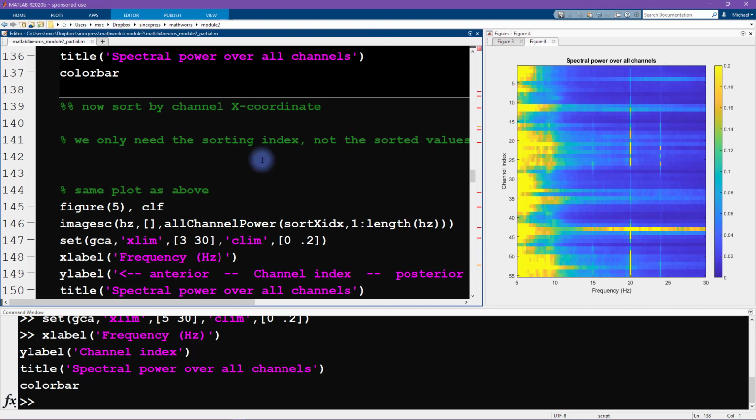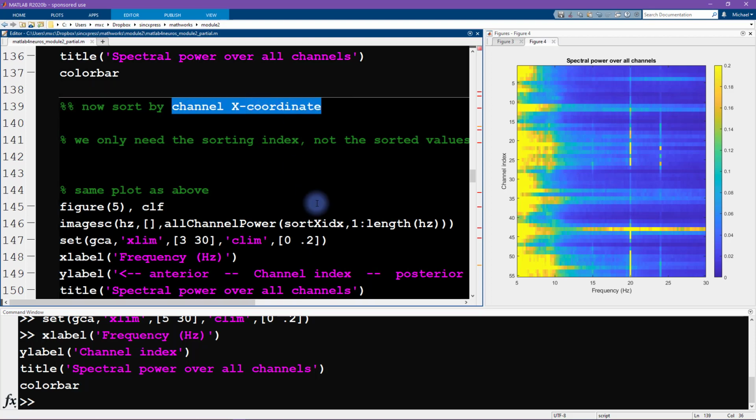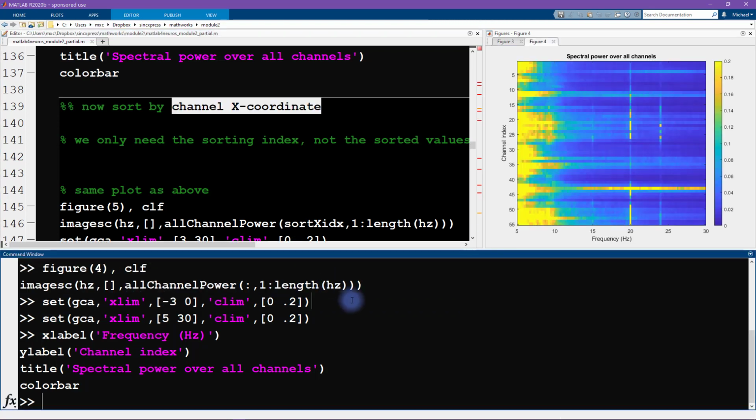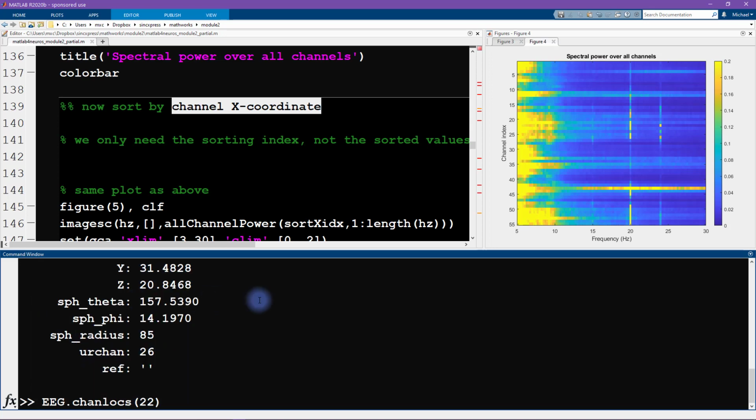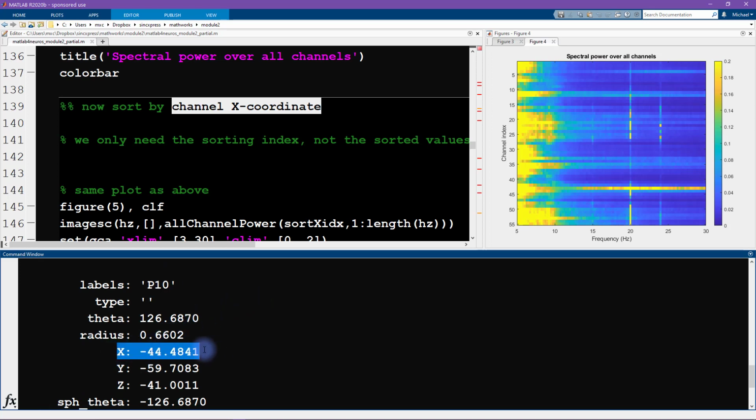We've already computed all the data we need. We just need to sort by the x-axis coordinate, the x coordinate of the channel location. Just as a quick reminder, we want EEG.chanlocs, and let's look at electrode 22. We can see its x-axis coordinate is -76. And let's try electrode 52, its x-axis coordinate is -44. So these are the numbers that we want to sort by.